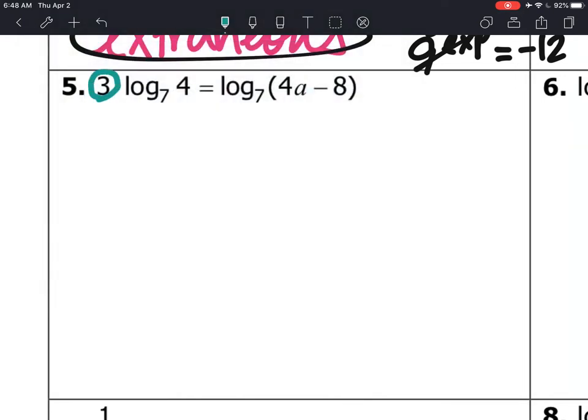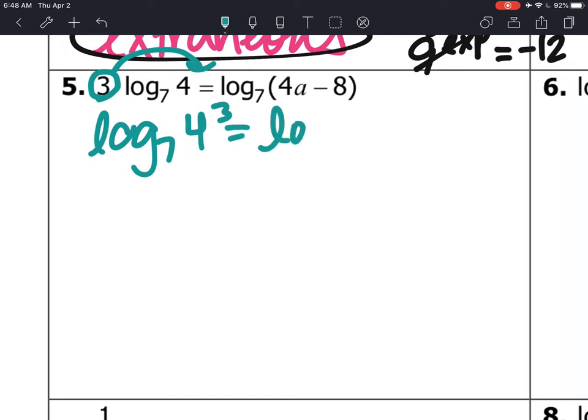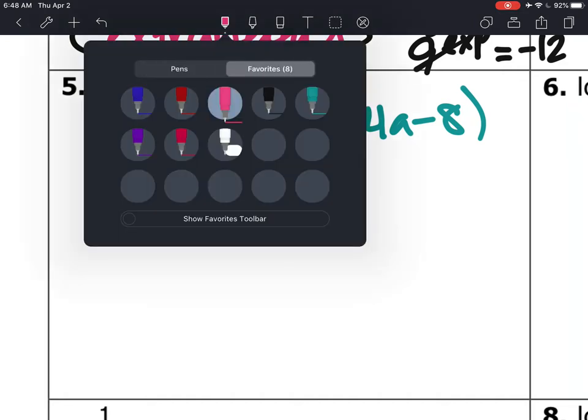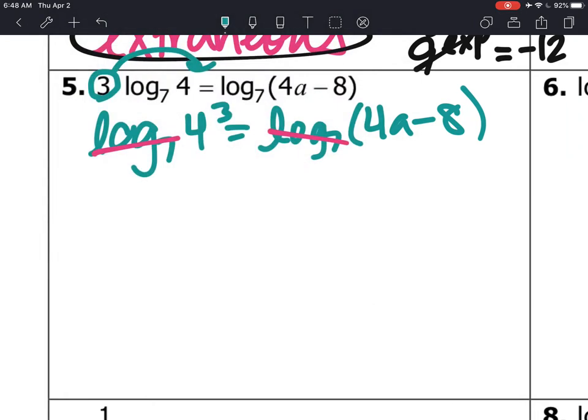Okay, this one we also have to fix before we equate them. This 3 is a coefficient, which means secretly it used to be an exponent. So I'm going to put log base 7 of 4 to the third power equals log base 7 of 4a minus 8. I'm sorry about my 8. And then since they're both log base 7, I can cross them out. Don't forget, because I take 7 to the power of each side.